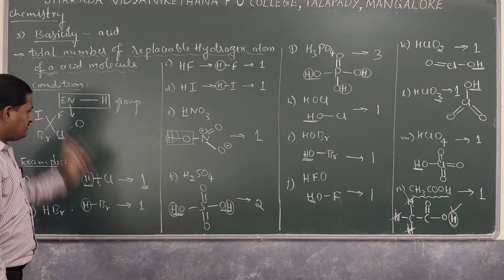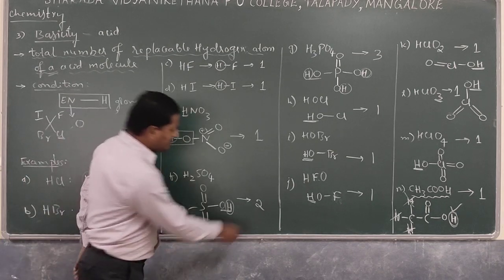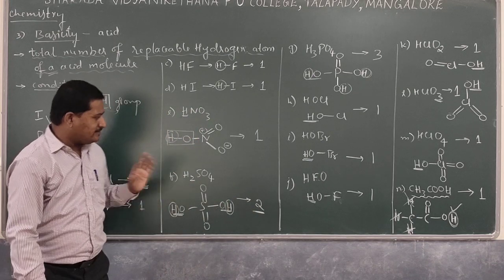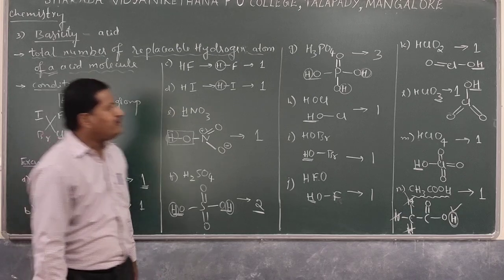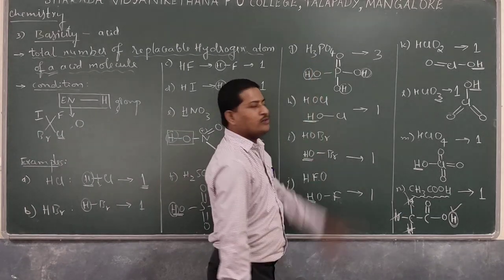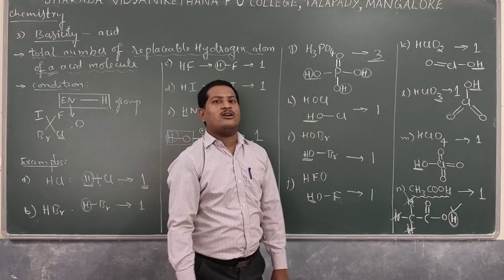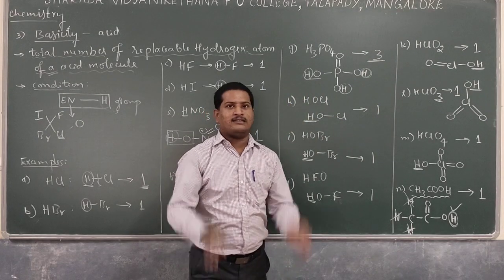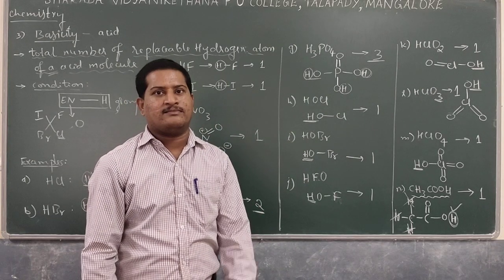Okay, so if one basicity is present, then it is a monobasic acid, and in the case of sulfuric acid, basicity is found to be 2, and such acids are called dibasic acids. Sulfuric acid is an example of a dibasic acid. Similarly, H3PO4, phosphoric acid, basicity is found to be 3, and such molecules are called tribasic acids. Like that, monobasic, dibasic, tribasic acids are classified.